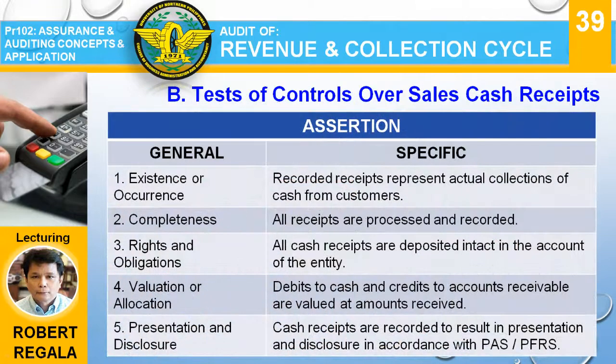Slide 39. Tests of controls over cash receipts. Specific assertions are identified corresponding to the general assertions indicated in the financial statements. The general and specific assertions for cash receipts are listed on the slide. We will discuss them one by one in the following slides. We will also discuss the typical controls that are implemented over the business processes and look at example audit procedures describing how the auditor can test if the controls are operating effectively.